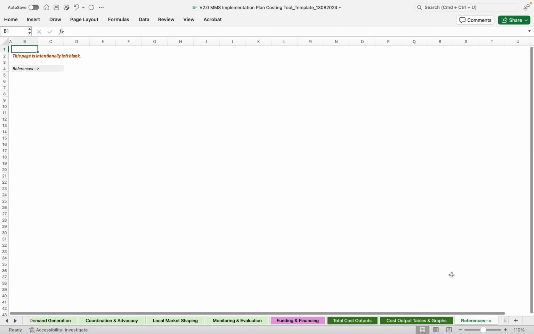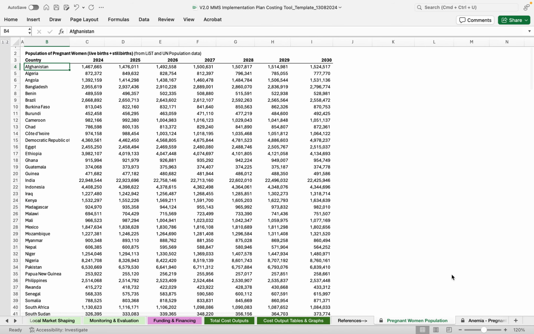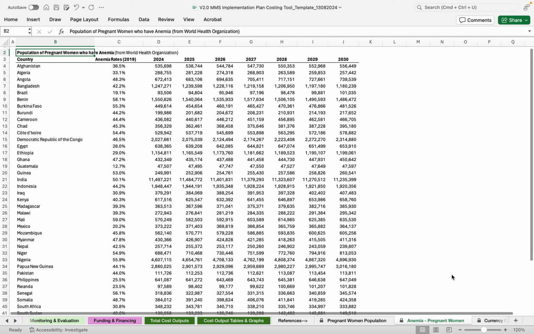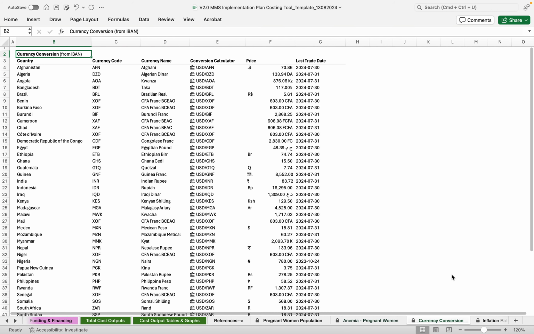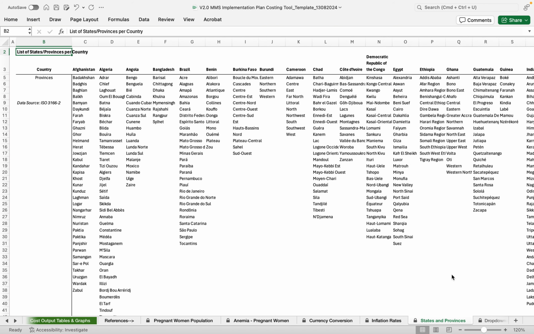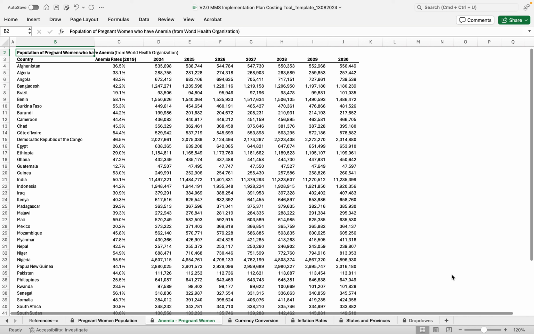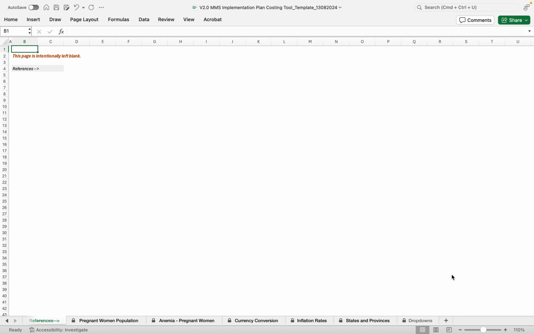Then the last remaining tabs, again, are not meant to be adjusted. There are reference tabs that feed into those auto populations earlier in the tool. Pregnant women population, pregnant women who have anemia, currency conversions, inflation rates, the states and provinces that are pulled, and the drop-down defaults. So these are pulled from sources that are noted within these tabs.